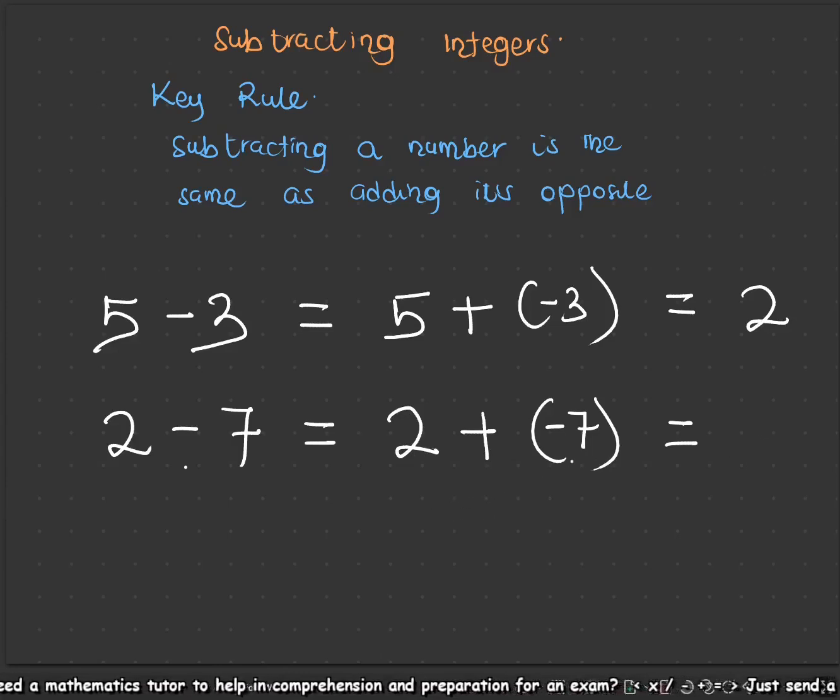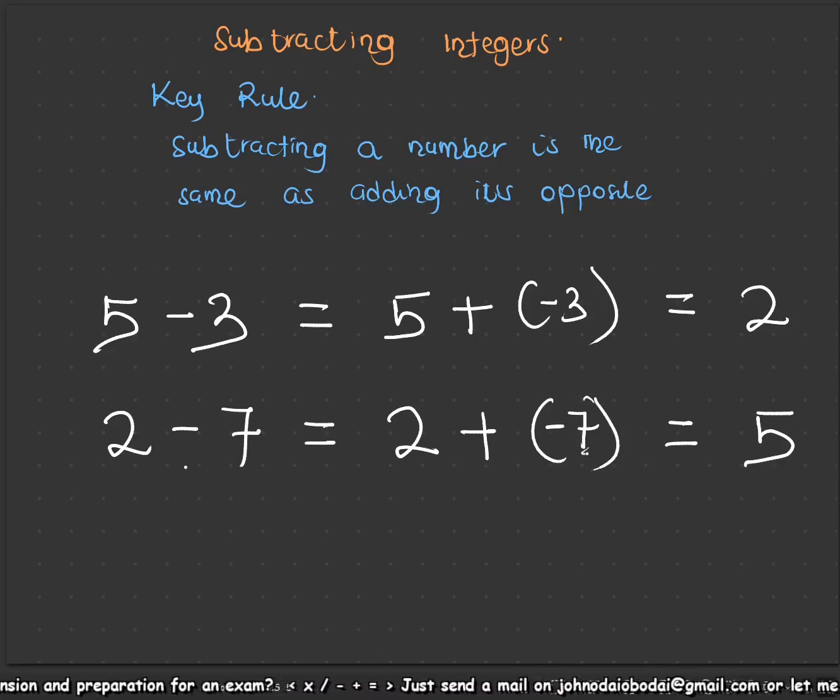7 minus 2 gives us a 5. So you put our 5 over there. And then we take the sign of the bigger number. What is the sign of the 7? Negative. Let's pay attention to this once again.